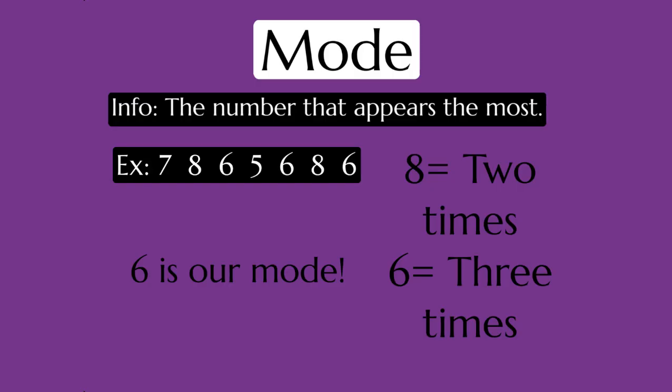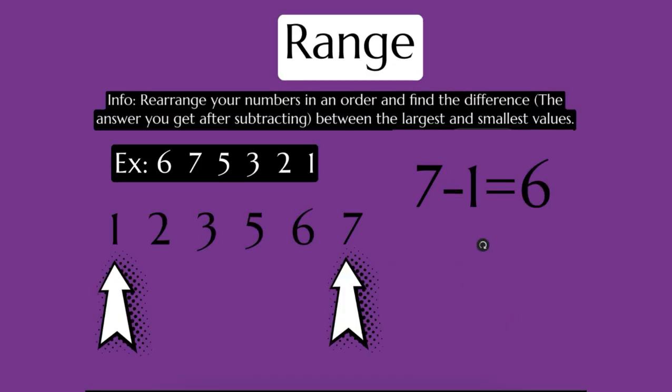Now, like the median, you might be asking, what happens if there's 2 modes? Well, for mode, it simply means that there are 2 modes. That's it. Lastly, for range, we have to rearrange our numbers from least to greatest like we did with the median. Now, we can see that our greatest number is 7 and our lowest number is 1. So all we have to do now is subtract 1 from 7, which gives us 6.